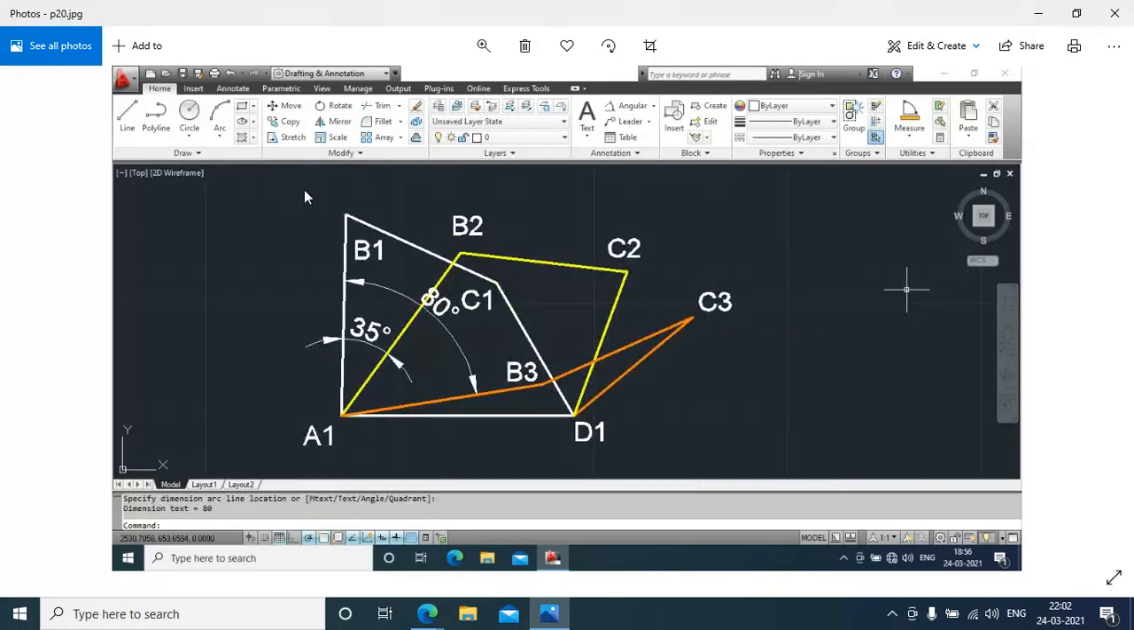This is the three positions of the four-link mechanism. A1, B1, C1, D1. Rotating A1, B1 by an angle of 35 degrees, we get A1, B2, C2, D1. Now rotating A1, B1 by an angle of 80 degrees, we get A1, B3, C3, D1. So this is our second problem.